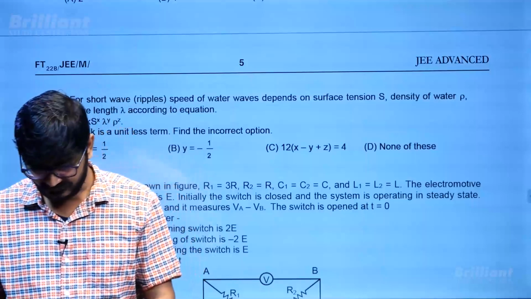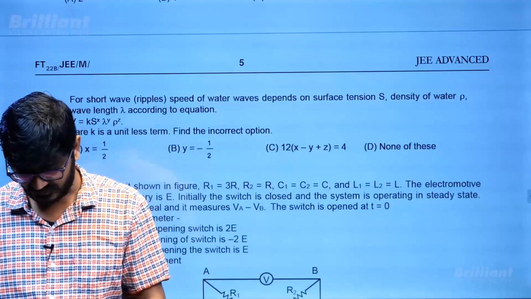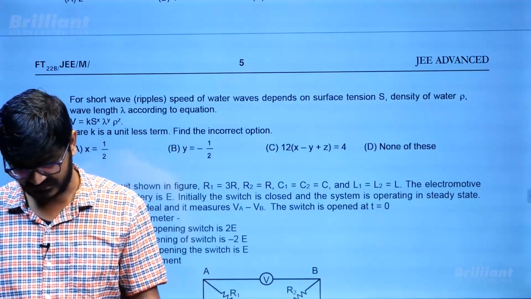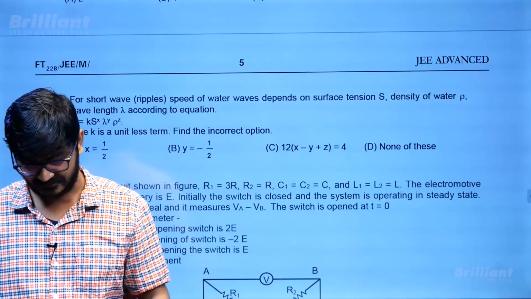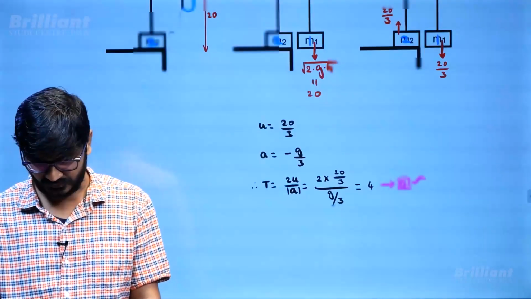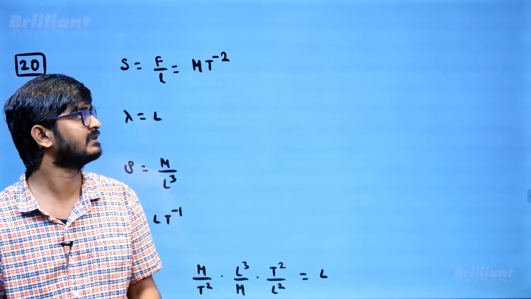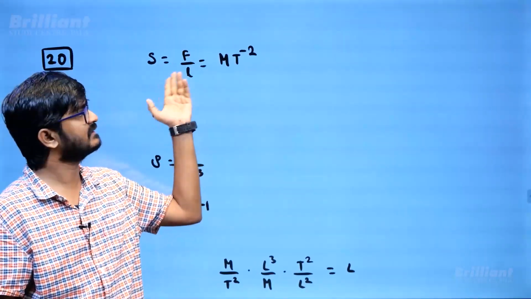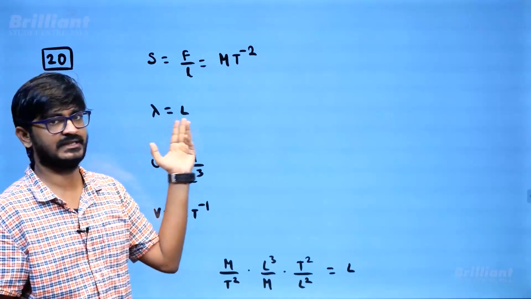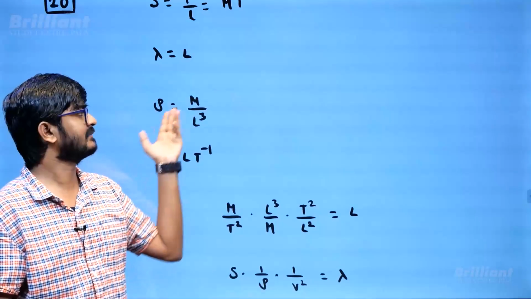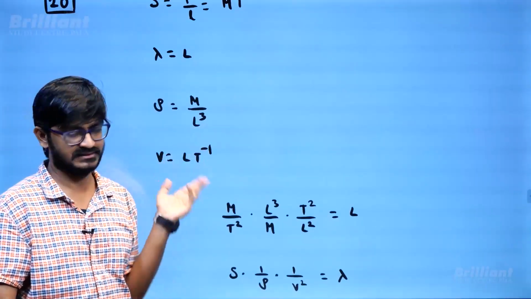For short waves, the speed of water waves depends on surface tension, density and wavelength. So you need to use dimensional analysis. How I will be doing it is, you have the traditional way, you can look into the solution, that's the traditional way, right? Surface tension is force per unit length, dimensions wise it is this much, lambda wavelength dimension wise it is this much, density dimension wise it is this much, velocity dimension wise it is this much.